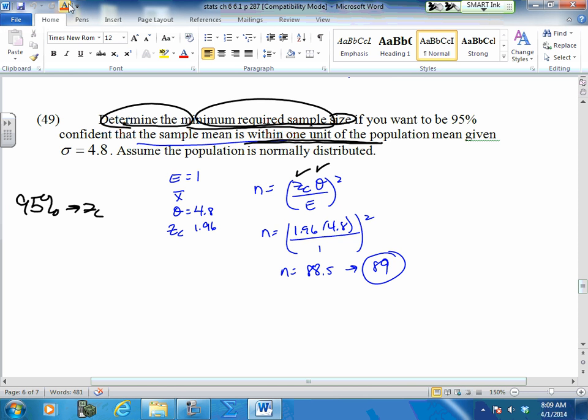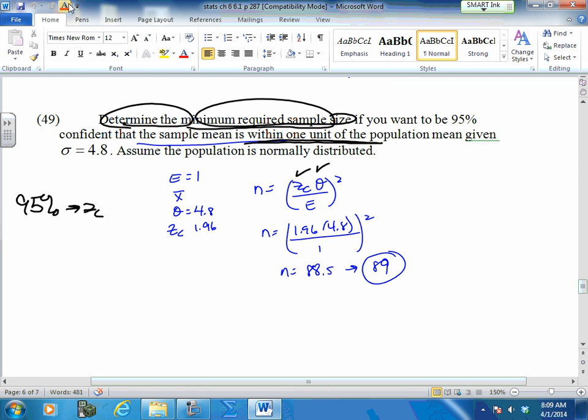Do we care what our sample mean is? No, because all we need to do is find your sample size. We plug it in, we calculate, and we round up. Always round up. So you needed 89 in your sample to be 95% confident that you're going to fall within 1 margin of error, within 1 unit, whatever their unit was.